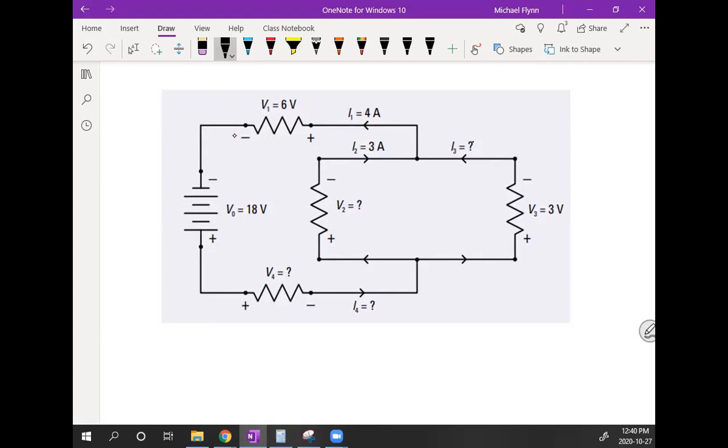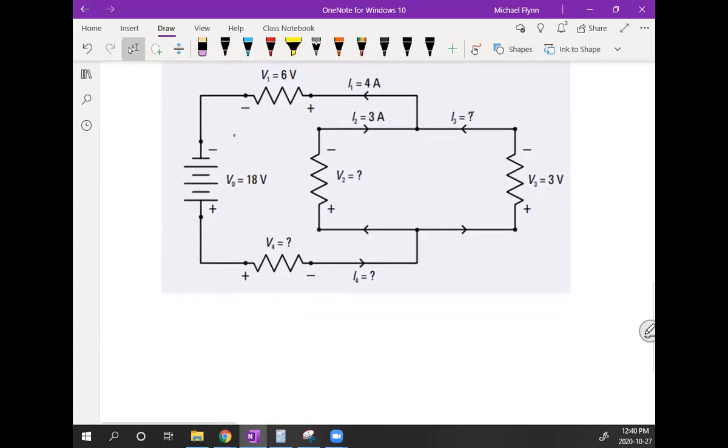I always tell students, start with the current. So let's find any missing currents first, because those are usually pretty easy to find. The current law is very straightforward. Let me highlight for you where the currents are. We know this one's 4 amps. I know this one is 3 amps. This one here, I3, is unknown, and this one down here, I4, is unknown.